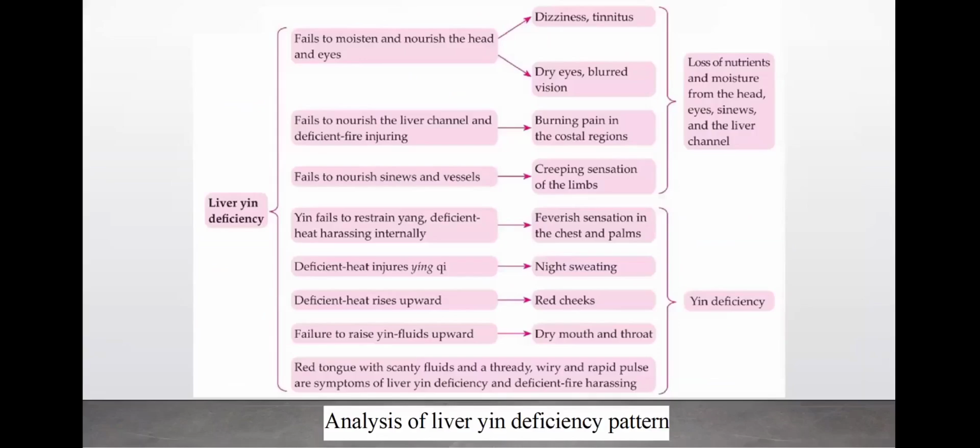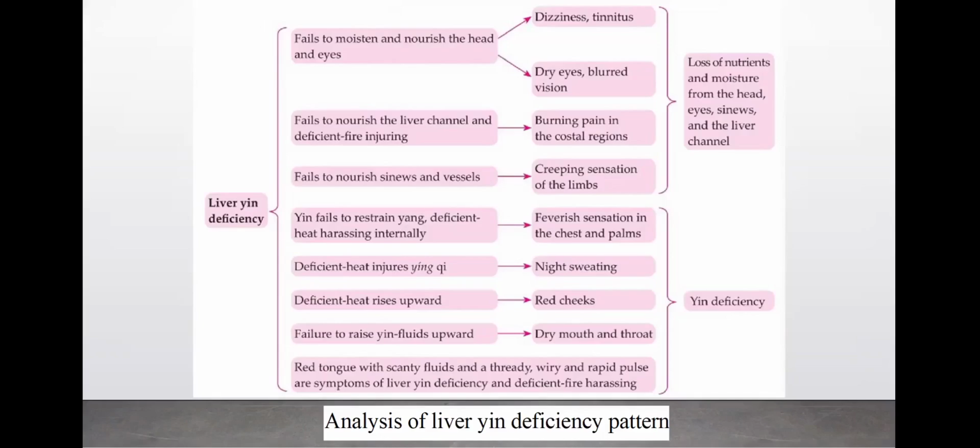It fails to nourish the liver channel, and deficient fire endures, producing burning pain in the costal regions. It fails to nourish sinews and vessels. There is a creeping sensation of the limbs. There is loss of nutrients and moisture from the head, eyes, sinews, and the liver channel.